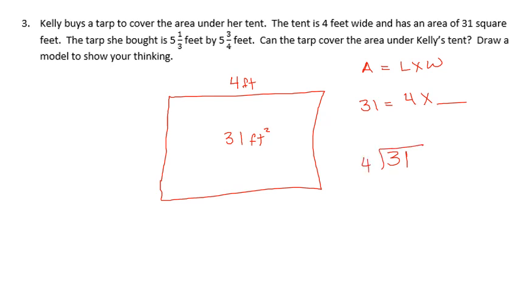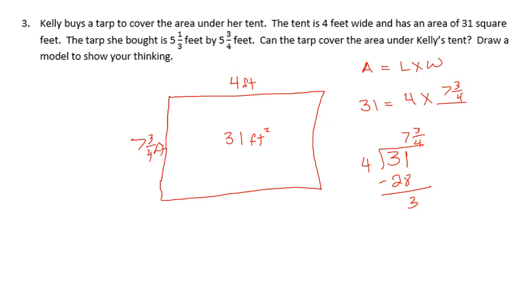4 can't go in 8 times, because that'd be 32, so it's going to be 7. So that'll be 28. Subtract, and we're going to get 3. So it's 7 3/4. So we know the second dimension here is 7 3/4 feet. Now, since the tarp she bought is 5 1/3 feet by 5 3/4 feet, can the tarp cover the area under Kelly's tent?